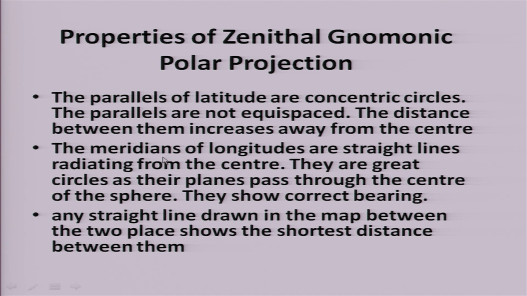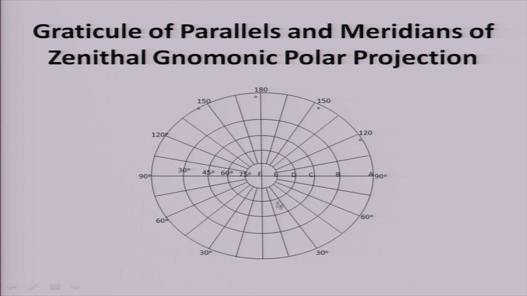And now coming on to properties of zenithal gnomonic polar projection, we can see that the parallels in this case are concentric circles, and distance between the parallels is increasing from the center, so distortion is more away from the center. Similarly, meridians are straight lines radiating from the center. Distance between the meridians are also increasing from the center.